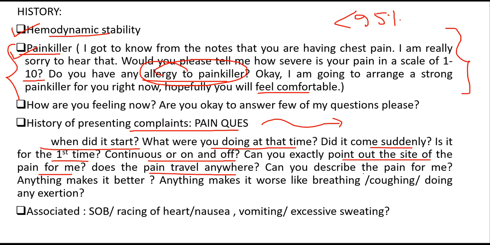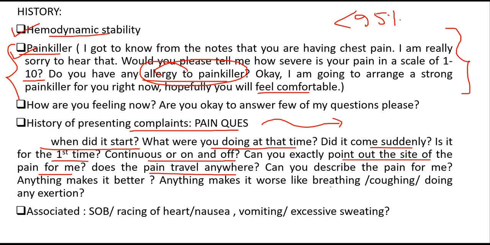Can you describe the pain for me? How does it feel? If it feels like tightness, a pressured feeling, that's heart attack. If it feels like burning chest pain, that's likely to be gastroesophageal reflux. If it is a sharp stabbing pain, it could be pericarditis pain. Okay, if it is a severe, excruciating, knife-like cutting pain which radiates to the back, it can be aortic dissection pain. So we need to know the characteristic of the pain.